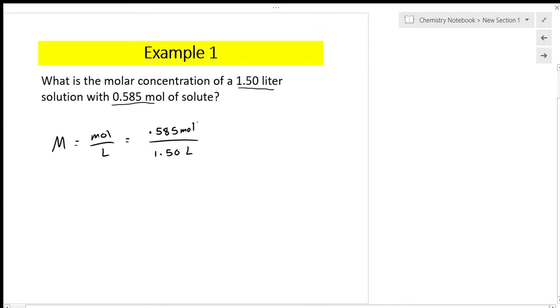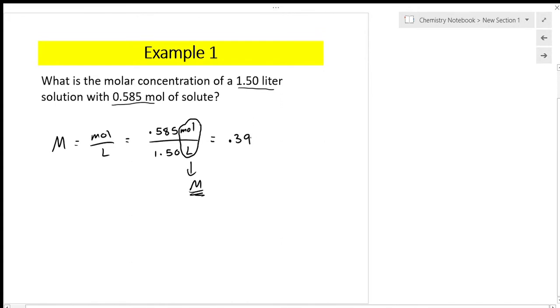Now, just as a friendly reminder, if you have a mole on top and a liter on the bottom, just know that that means molarity. So this answer is going to end up with 3 significant figures. You take 0.585 divided by 1.50 liters, and you end up with an answer of 0.39. This is what your calculator will give you.